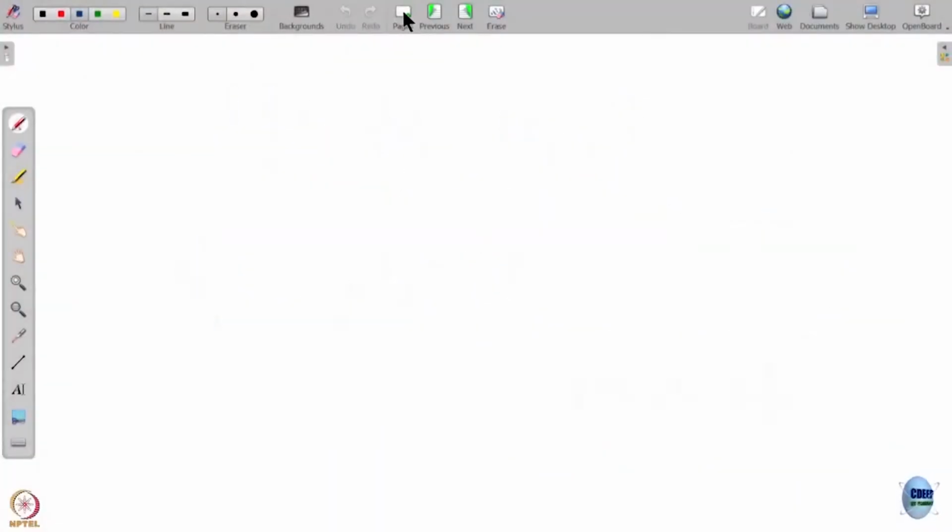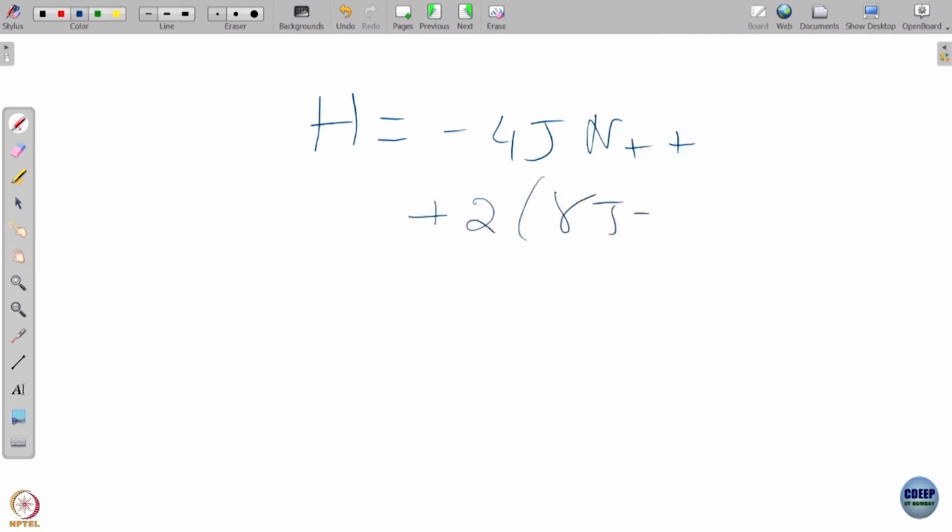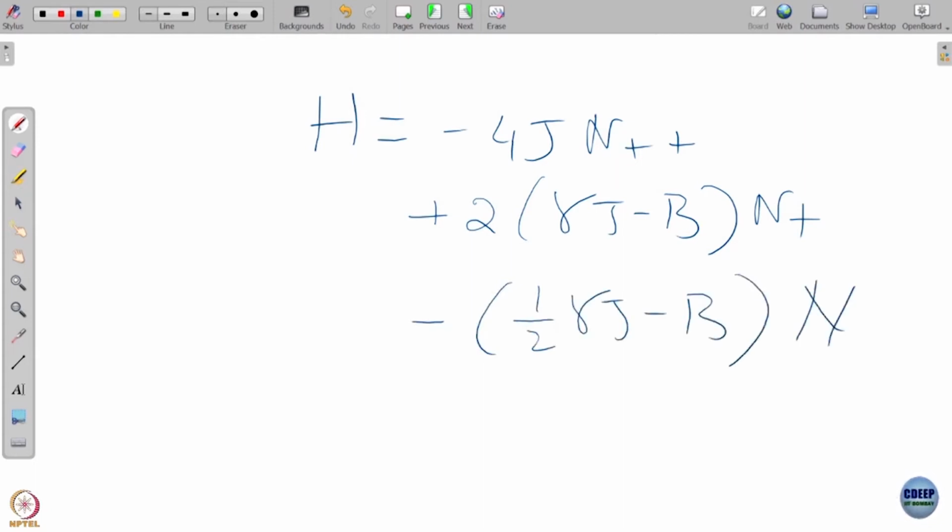So let me write down, I have already written down the Hamiltonian, but by combining those things, I can give you once more the total Hamiltonian H equal to, the same, I am doing, minus 4J n plus plus, plus 2 gamma J minus B n plus minus half gamma J minus B n. So, this is the Hamiltonian.